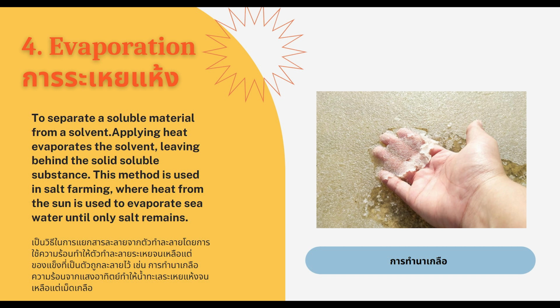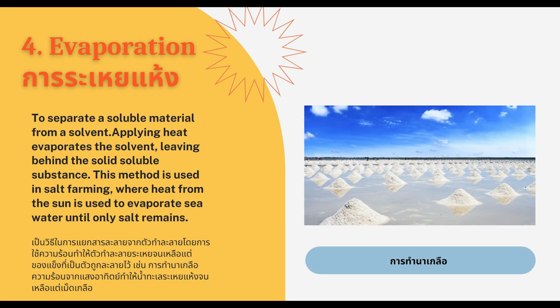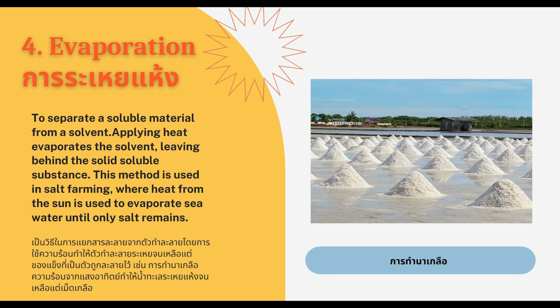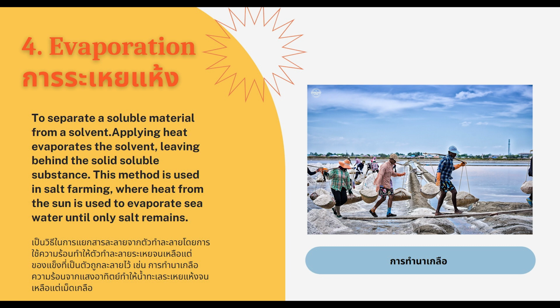Evaporation. To separate a soluble material from a solvent, applying heat evaporates the solvent, leaving behind the solid soluble substance. This method is used in salt farming, where heat from the sun is used to evaporate seawater until only salt remains.